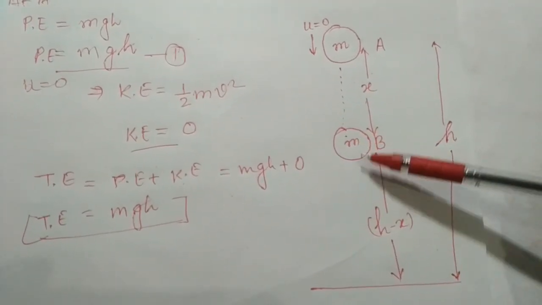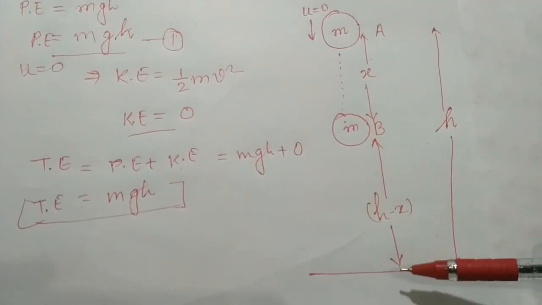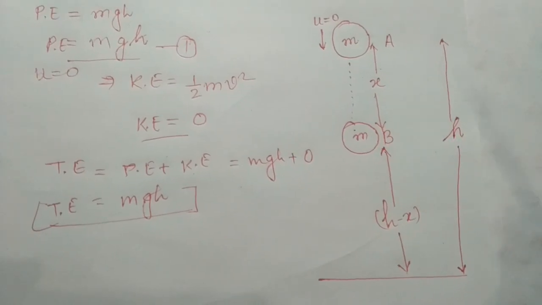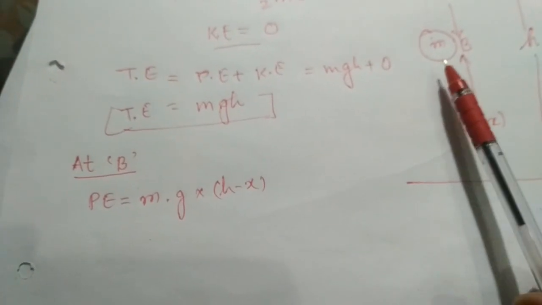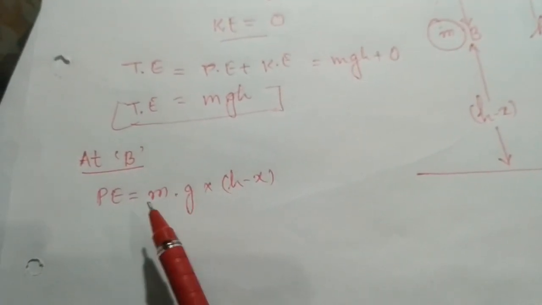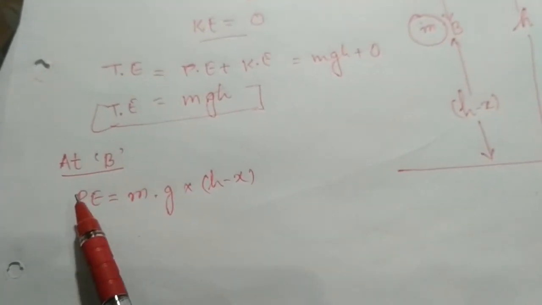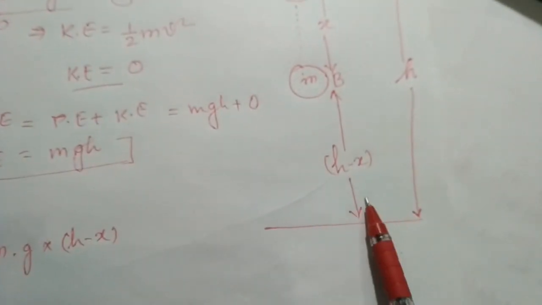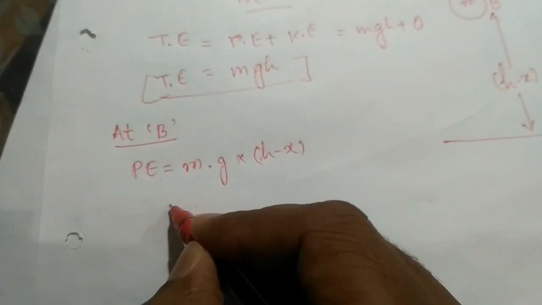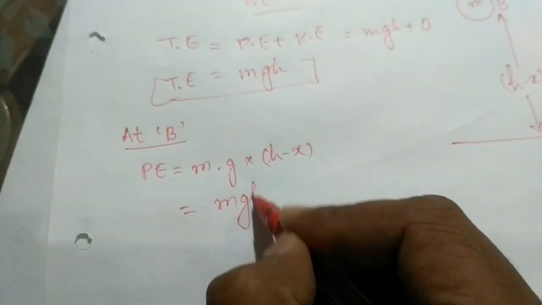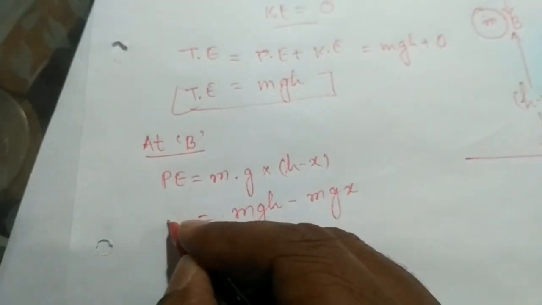Now we have to calculate potential energy and kinetic energy at B. So first of all, I am going to calculate potential. The distance will be from bottom to top for potential energy, so you can see here at B, it is this much. Potential energy has the equation mgh. Here mass is the same, g is the same, but instead of h, since we measure from bottom to top, the distance is h minus x. So this is mg(h minus x). Let's split it. So it becomes mgh minus mgx.